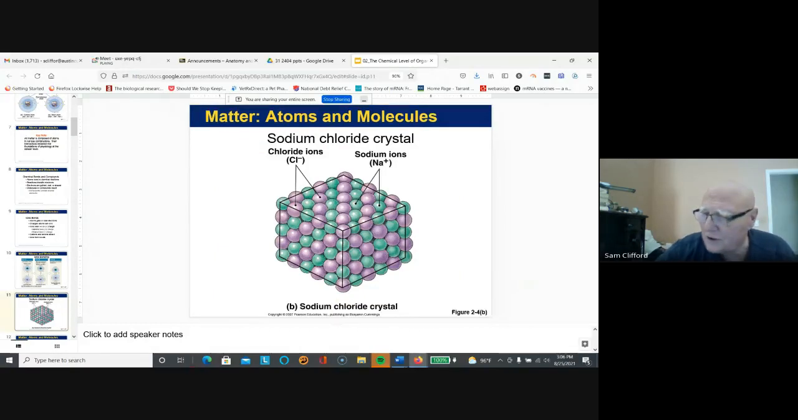So if you look at a sodium chloride crystal, it's arranged with alternating chloride and sodium. So when you dump salt from a salt shaker, which nobody should do anymore because we eat too much salt. So if anybody is in the habit of putting salt on your food before you eat, stop.